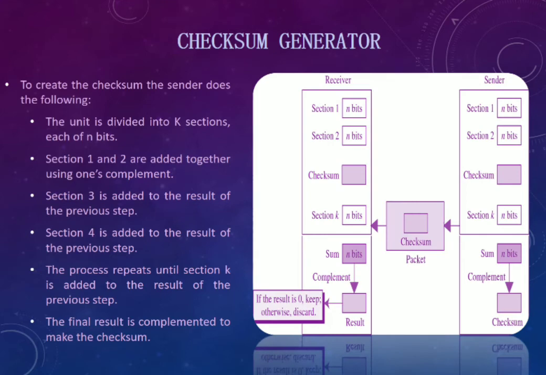These are the steps of the checksum generator, followed by the sender. The unit is divided into k sections, each of n bits. Sections 1 and 2 are added together using 1's complement. Section 3 is added to the result of the previous step. Section 4 is added to the result of the previous step, and the process repeats until section k is added to the result of the previous step. The final result is complemented to make the checksum.